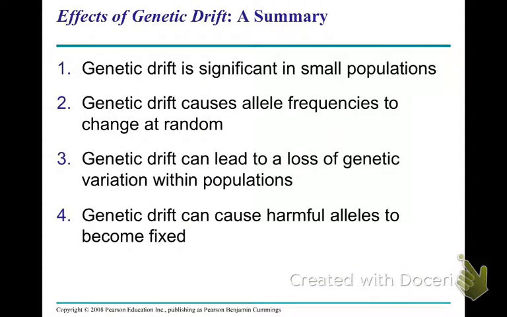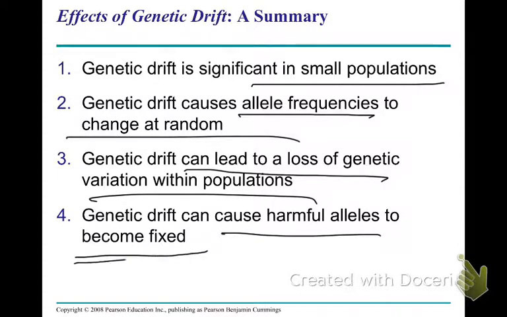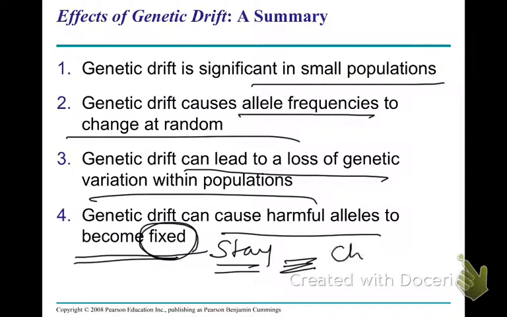So, genetic drift. What are the effects? A summary. First, it is significant in small populations. It causes allele frequencies to change at random. It can lead to loss of genetic variation. It can cause harmful alleles to become fixed. What this basically means is they are here to stay. They are there in the chromosomes of the majority of people. That's what the word fixed means.